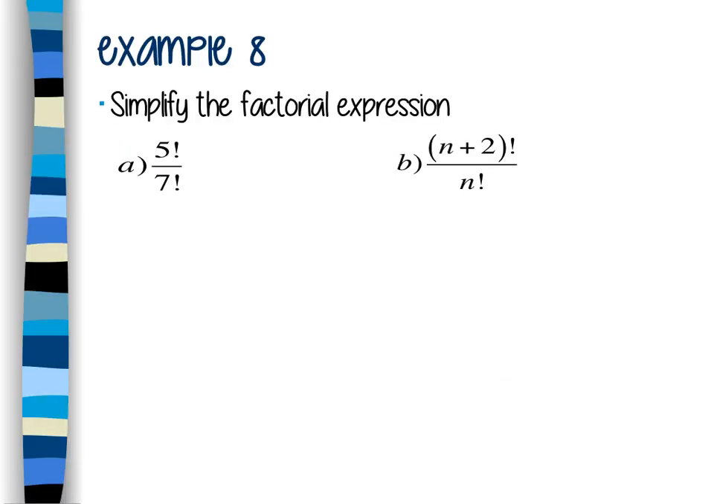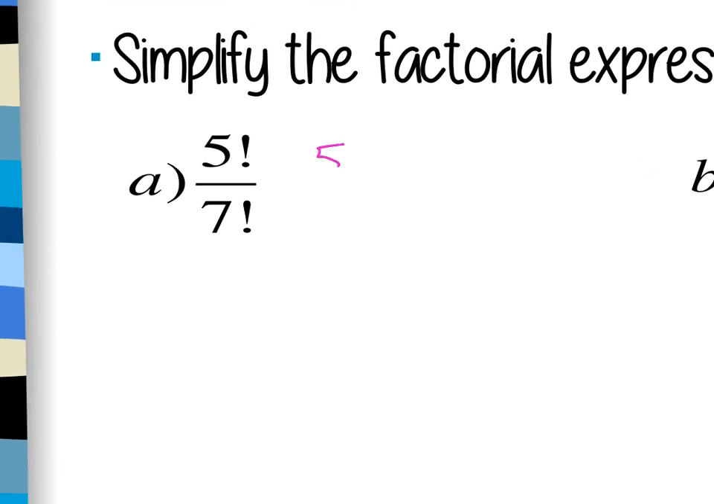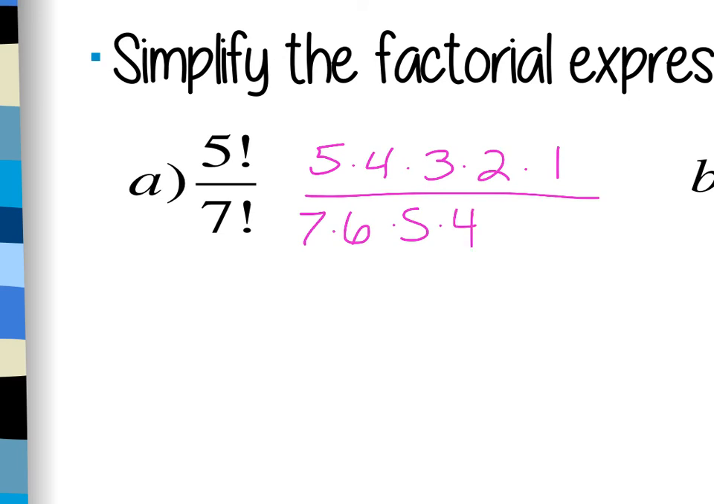Okay, so to simplify a factorial expression, let's say I get 5 factorial over 7 factorial. I want to write this out. This would be 5 times 4 times 3 times 2 times 1 over 7 times 6 times 5 times 4 times 3 times 2 times 1. I could go through the work of multiplying out that top row, multiplying out that bottom row, and then simplifying it. Or I could cancel through the ones that overlap.